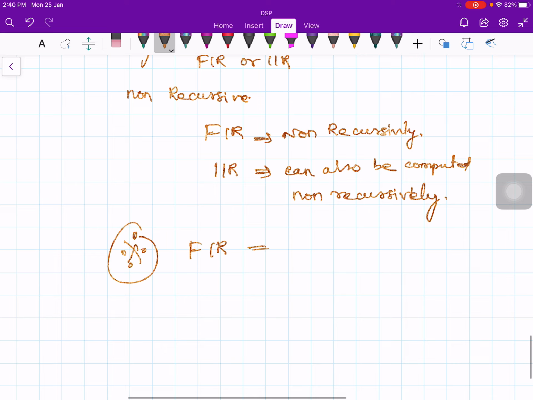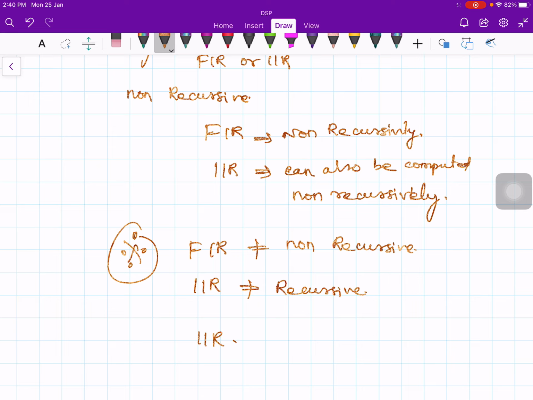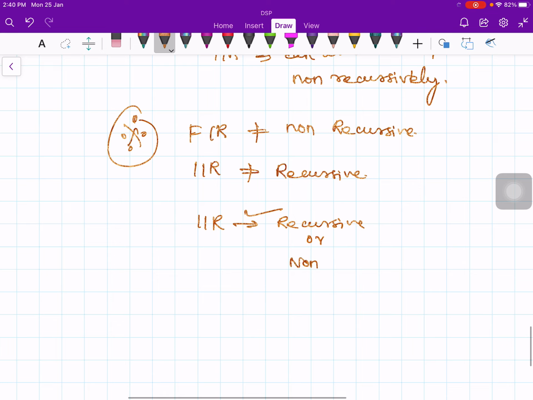FIR is not necessarily non-recursive. Even for an FIR system you can use a recursive operation, and similarly IIR is not necessarily recursive. For IIR you can go with recursive or non-recursive. Similarly for FIR you can use recursive or non-recursive. Please be clear on this point.